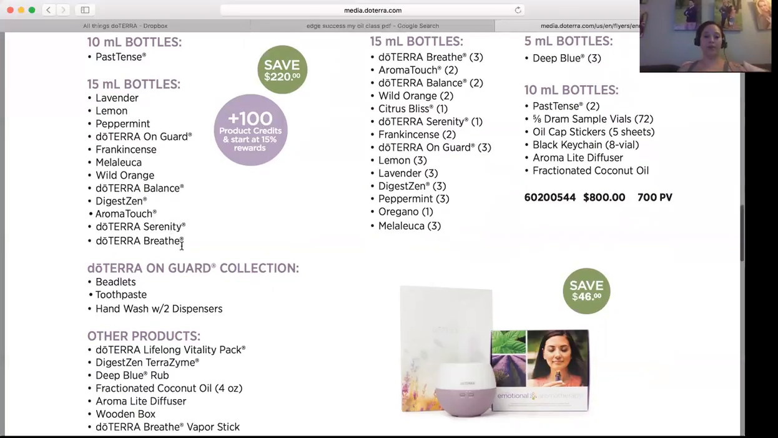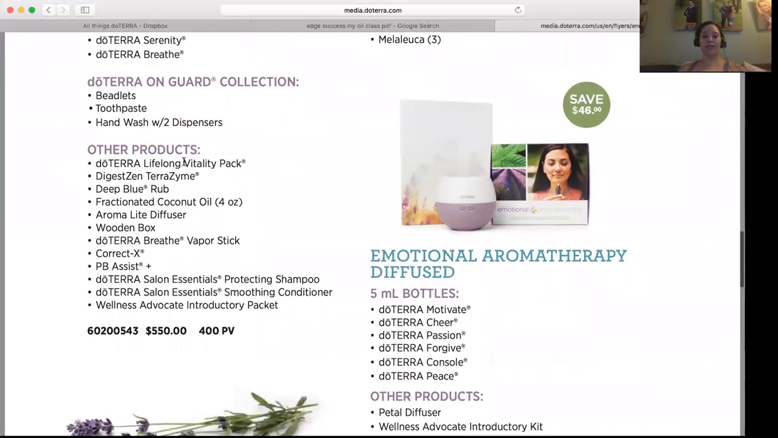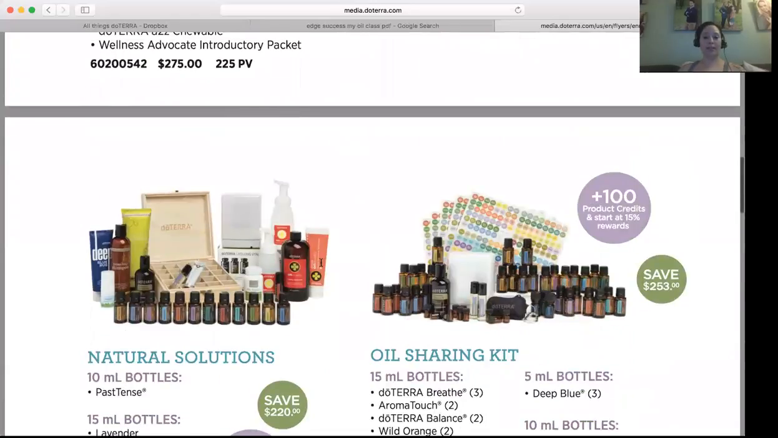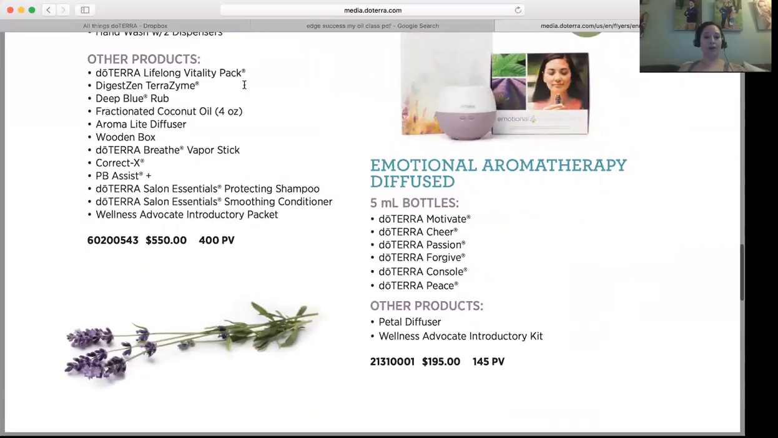And then you also get Breathe, you get the toothpaste, you get some beadlets, you get hand wash, you get the Lifelong Vitality Pack, the Terrazyme, the fractionated coconut oil. You get the Aroma Light Diffuser, which is a step up from this petal diffuser. And then you also get the Breathe Vapor Stick and Correct-X.